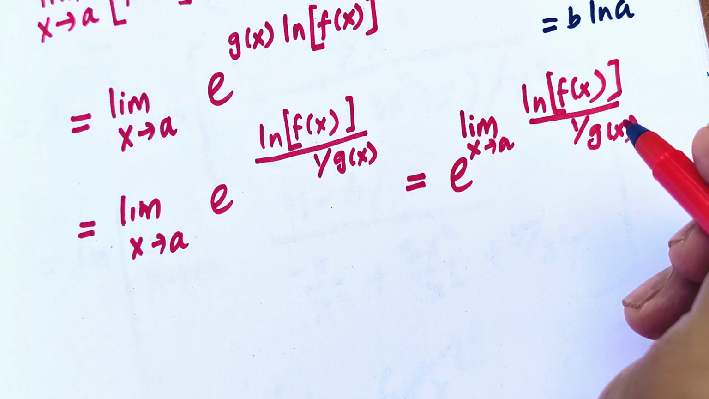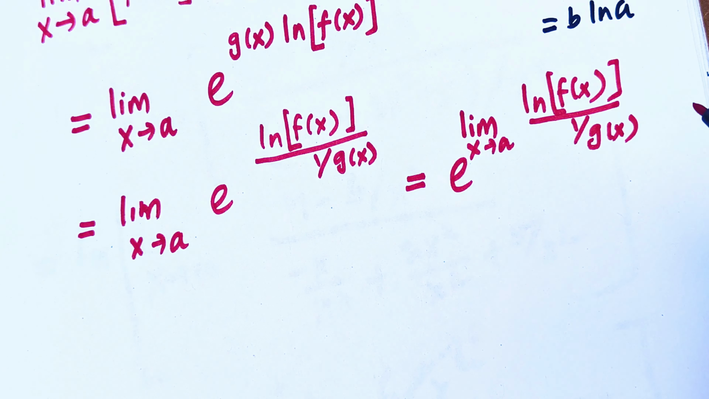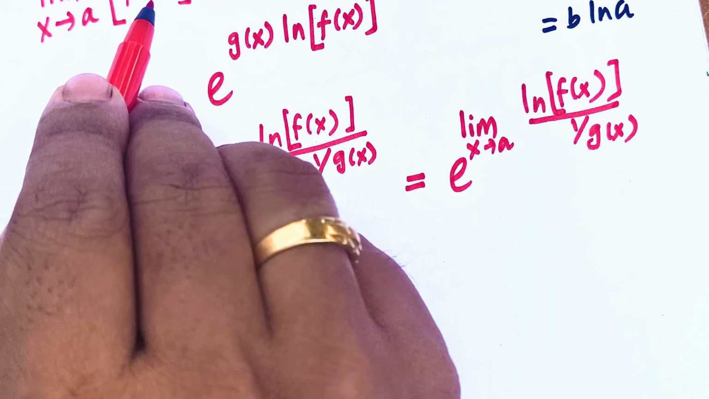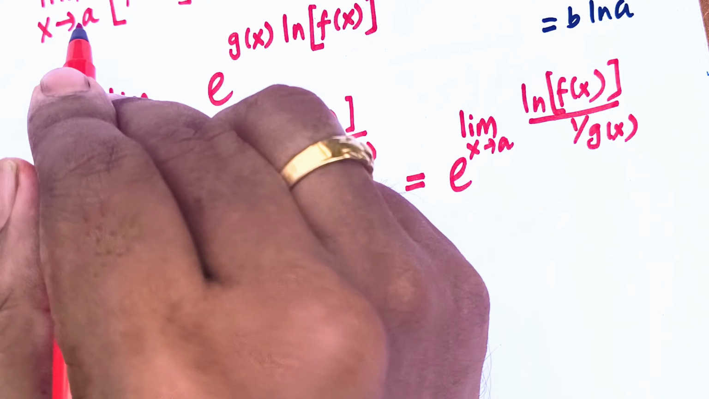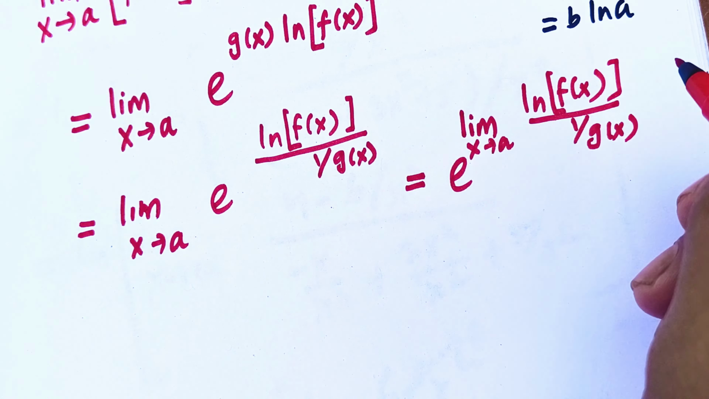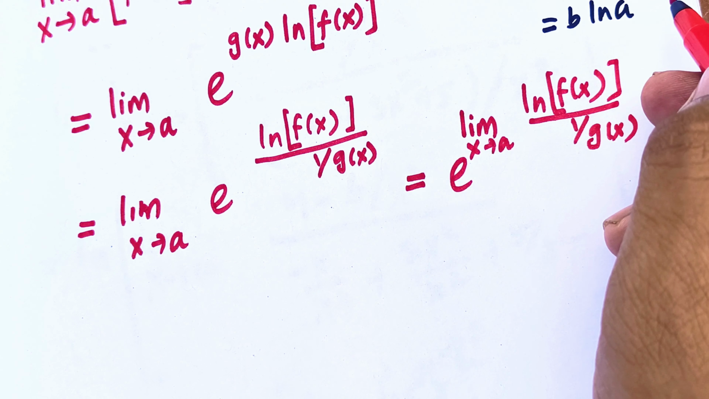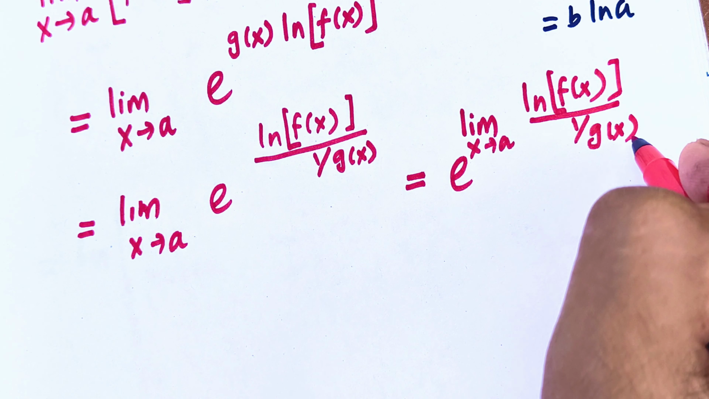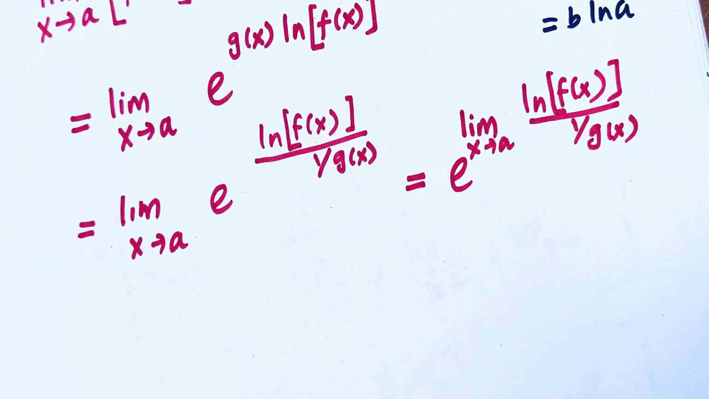We have done a great thing here. We have converted these indeterminate forms to infinity over infinity or 0 over 0 form, so that we can apply L'Hopital's rule. Suppose our limit is in infinity to the power 0 form. So f(x) goes to infinity when x approaches a, and g(x) goes to 0 when x approaches a. What happens here? f(x) approaches infinity, so ln of f(x) also approaches infinity. And g(x) approaches 0, so 1 over g(x) will approach infinity. So this limit is in infinity over infinity form.